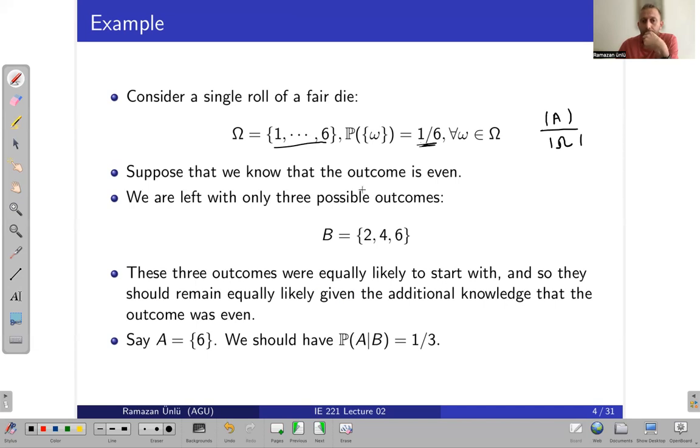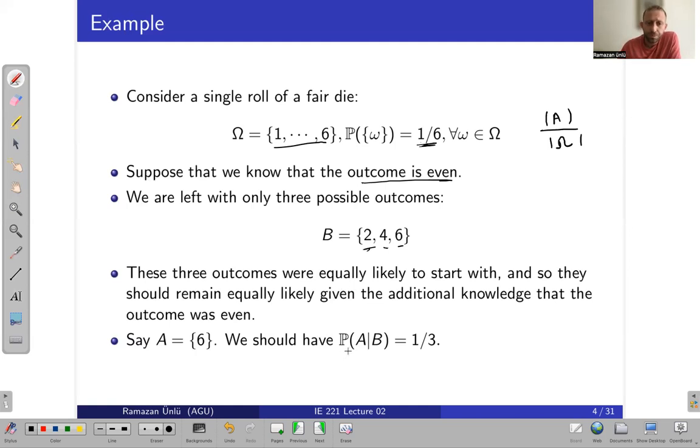But now suppose that we know that the outcome is even. So the size of the omega, the sample space, will reduce. We are left with only 3 possible outcomes: 2, 4, and 6. Why? Because this information is given in advance. So these 3 outcomes are equally likely, as before.